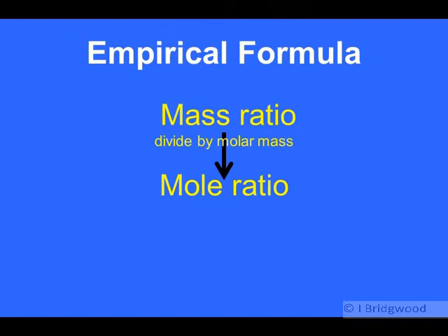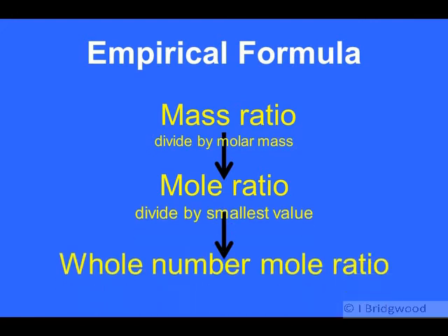Now, sometimes it might be the elements themselves, or if, for example, you're working out the ratio of one compound to water of crystallization, you might take the molar mass of water under those circumstances. But whatever you get to a mole ratio, then you've got to convert that to a simplest whole number mole ratio by dividing by the smallest value that you have to get your whole number mole ratio.